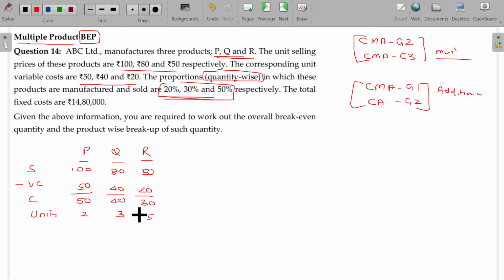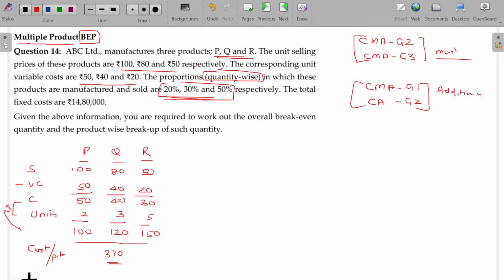Then what about the contribution of one set? What is the contribution of a set? The contribution you will get in one set being 100 rupees from P, 120 from Q, 150 from R. Contribution per batch being 370. By selling one batch of PQR where P has 2 units, Q has 3 units, R has 5 units, you will get 370 as your contribution.